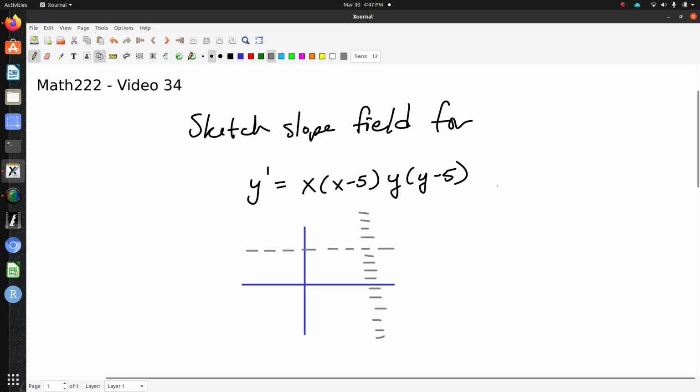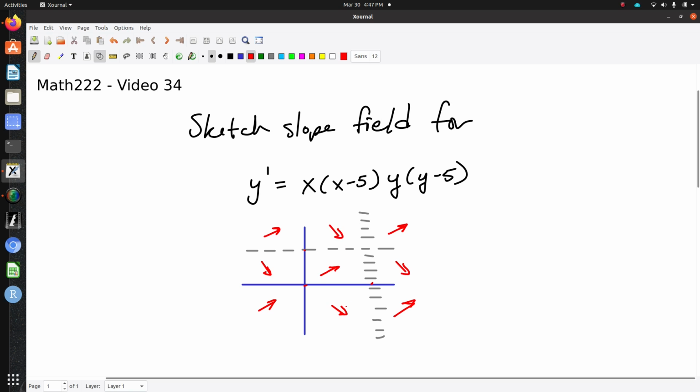So what's going to happen when you are between x equals 0 and x equals 5? x is negative, right? And when you're between y equals 0 and y equals 5, that's negative, so net positive, because negative times negative is a positive. You can do this same analysis in each of the other 8 regions, and you find out that you're going to get a positive slope in 5 of those boxes, and you're going to get a negative slope in 4 of those boxes.